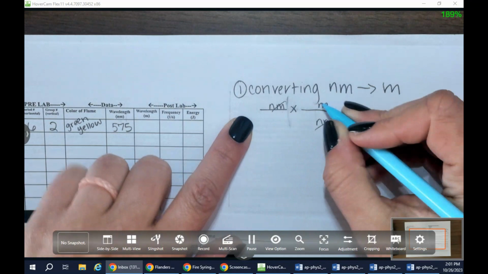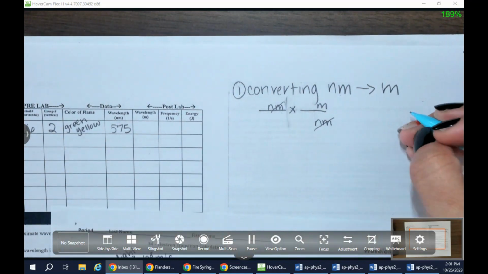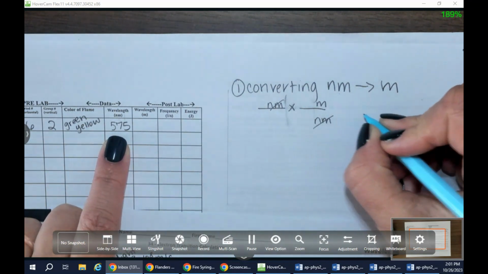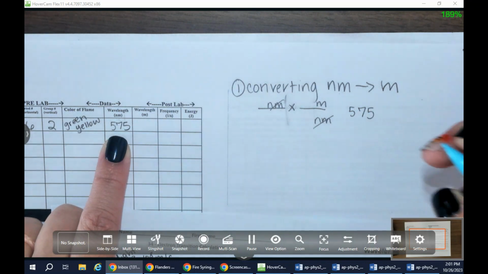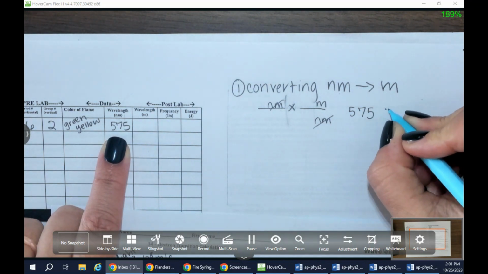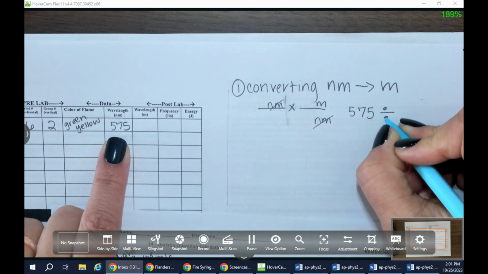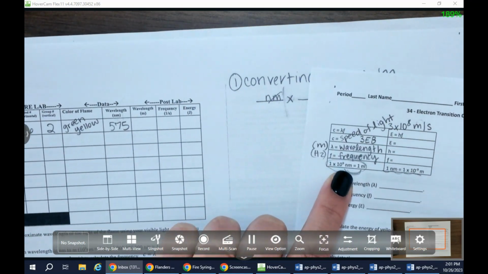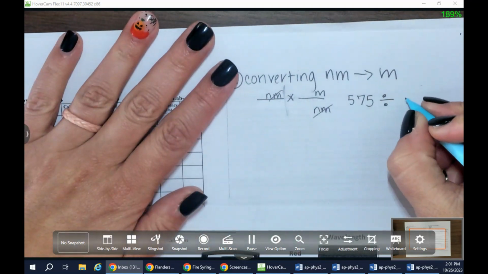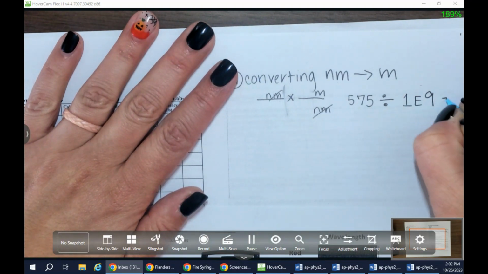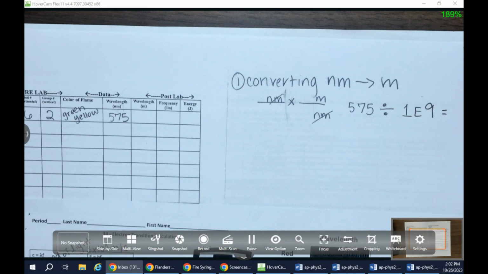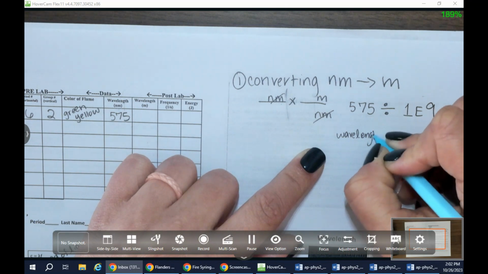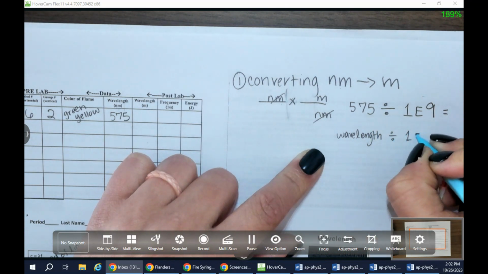When we're converting nanometers to meters, what that means for what you're doing in your lab is you're going to take the wavelength that you wrote down. Mine for barium was 575. I'm going to divide it by our nanometer conversion, which is 1 times 10 to the 9, which means I'm going to type in 1E9. So you're going to take your wavelength and divide it by 1E9.